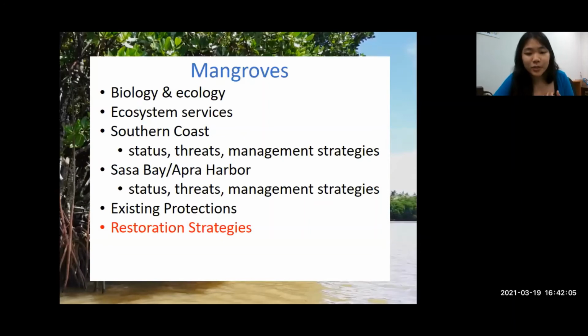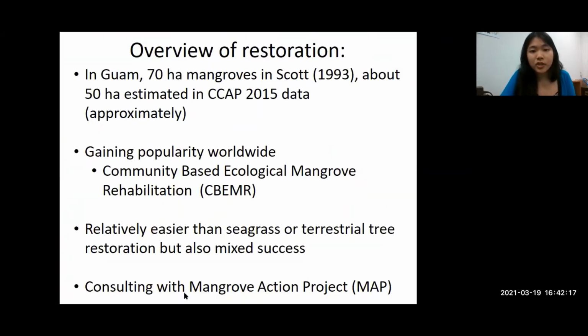And then for restoration strategies, so our mangroves might have experienced some loss in the past due to development or due to other threats, and we can restore some of those areas. Just an estimate with the numbers, Scott in 1993 reported 70 hectares of mangroves, and the CCAP data, that remote sensing data in 2015/2016 showed about 50. This is rough because this is remote sensing, and Scott also was estimating without GIS tools, so the difference might not be as huge, but likely there's some differences.